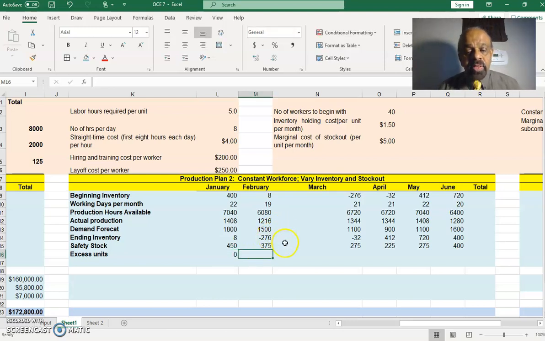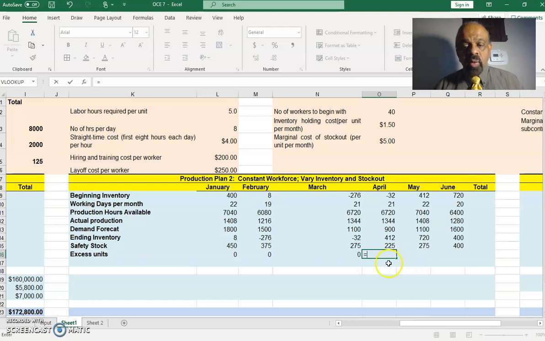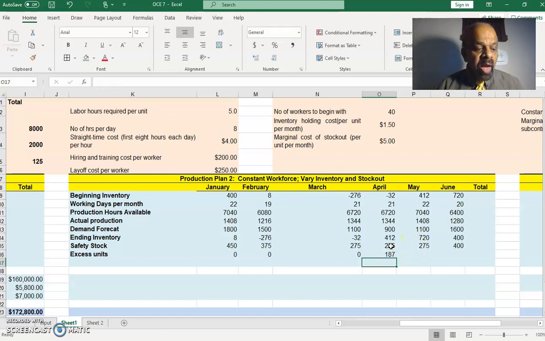Is minus 276 greater than 375? No, it's going to be 0. Minus 32 greater than 275? No, 0. 412 is greater than 225? Yes. So we have some excess units. So that is going to be 412 minus 225. And that is going to be 187 units.